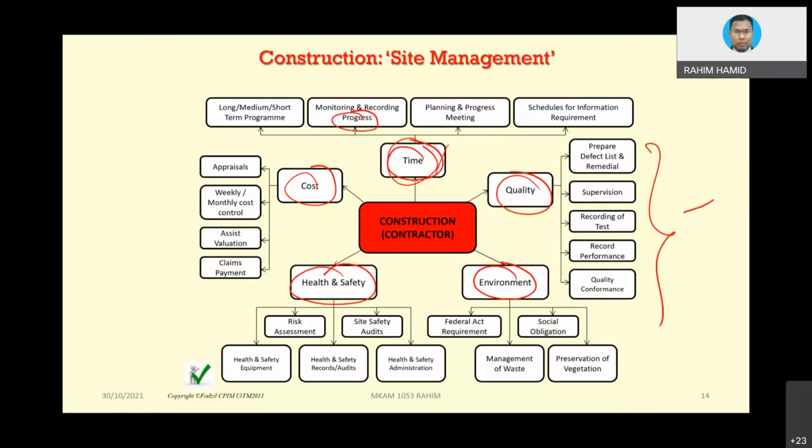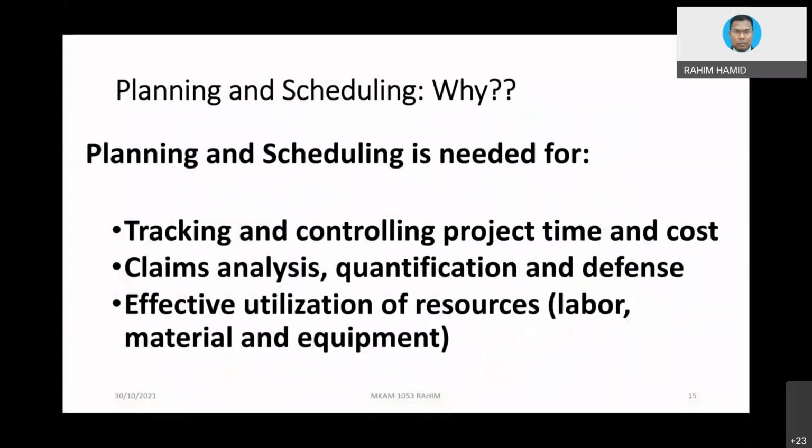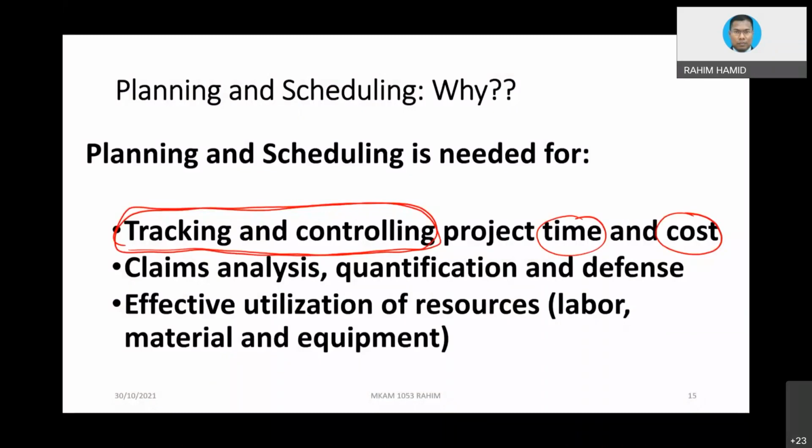Okay. All right. Planning and scheduling is needed for what? Tracking and control. There is no way that you can track and control a project's time and cost, especially if, for instance, you have not developed the project schedule yet. Maybe you can refer to CPM, the critical path method diagram, that is normally used in many projects nowadays. There is no way that you can come up with a tracking and controlling mechanism without developing the planning and scheduling first.